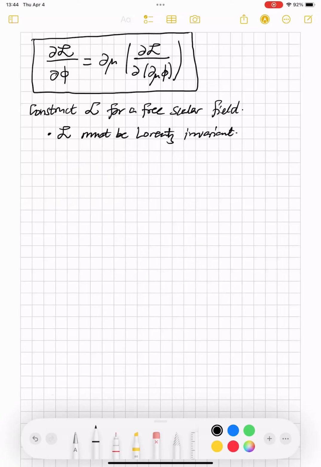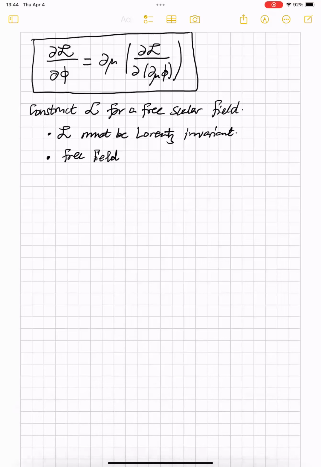Next thing that we'd like to discuss is a free scalar field. So how do we put in the fact that the field is free? So free field means what? Okay, that's what we'd like to discuss now. So what does a free field mean? So I'm going to suggest the following.